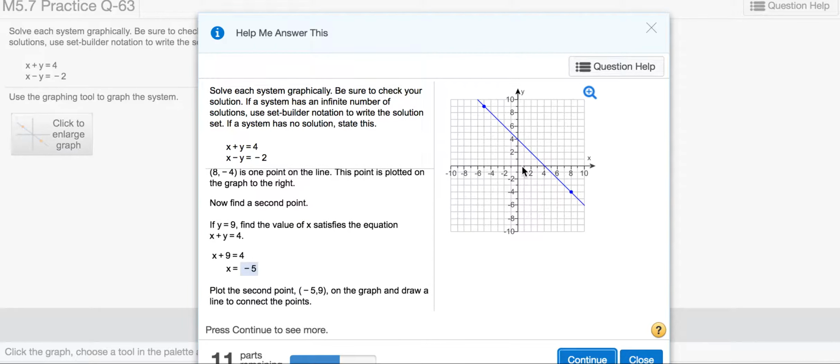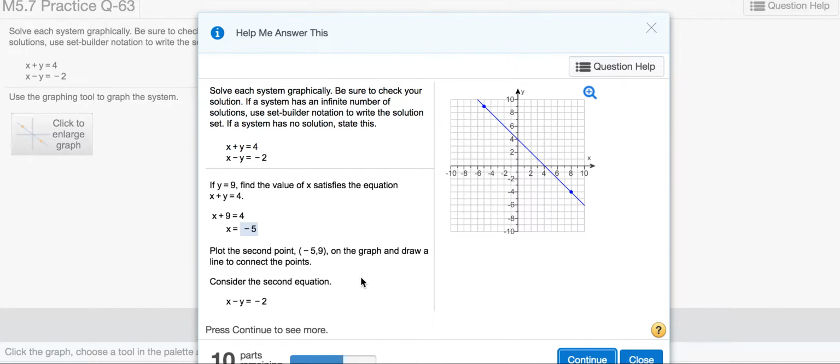Now, that one's been plotted. We have negative 5, 9. It's been plotted. So I'm going to let you continue working through this on your own. All you're going to do is do the same thing for the second equation. Pick an arbitrary value for x or y, put it into the equation, solve it, and plot it. Once you've done that, then you can finish on through the equation. Let me know if you need some more help. I hope it works.